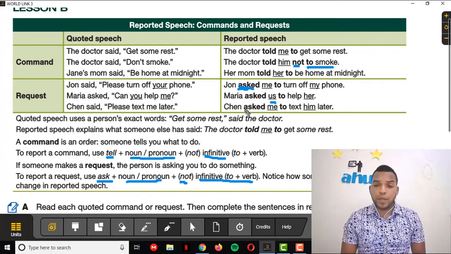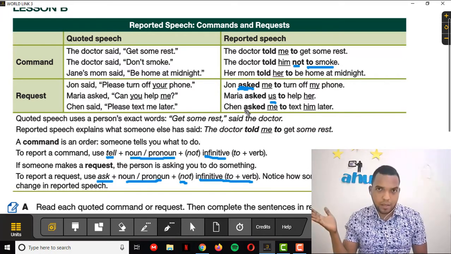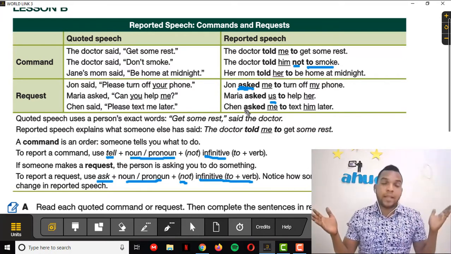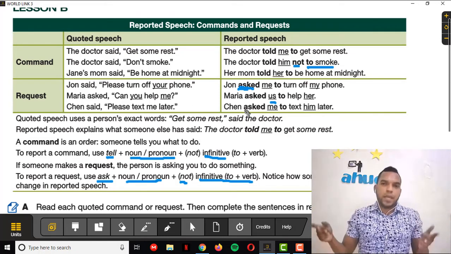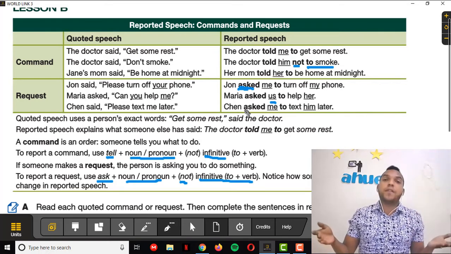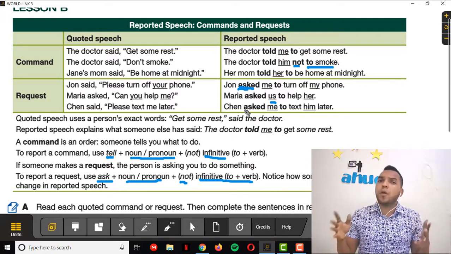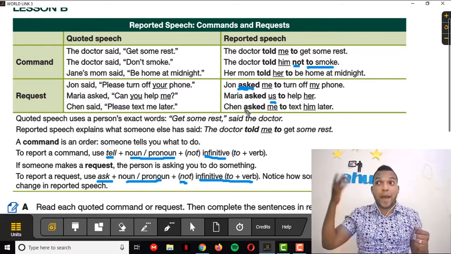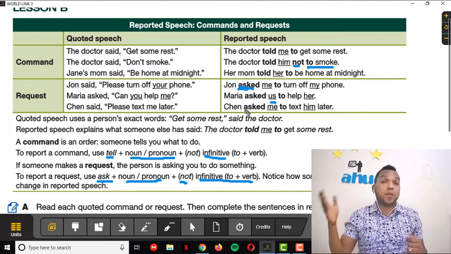So what I am doing in this case, am I asking or am I commanding? That is the first thing we have to keep in mind. If I am asking or if I am telling you to do something, commanding. Okay, so if I say, can you please turn off your cell phone? I'm asking. So if I am asking, this is a request.